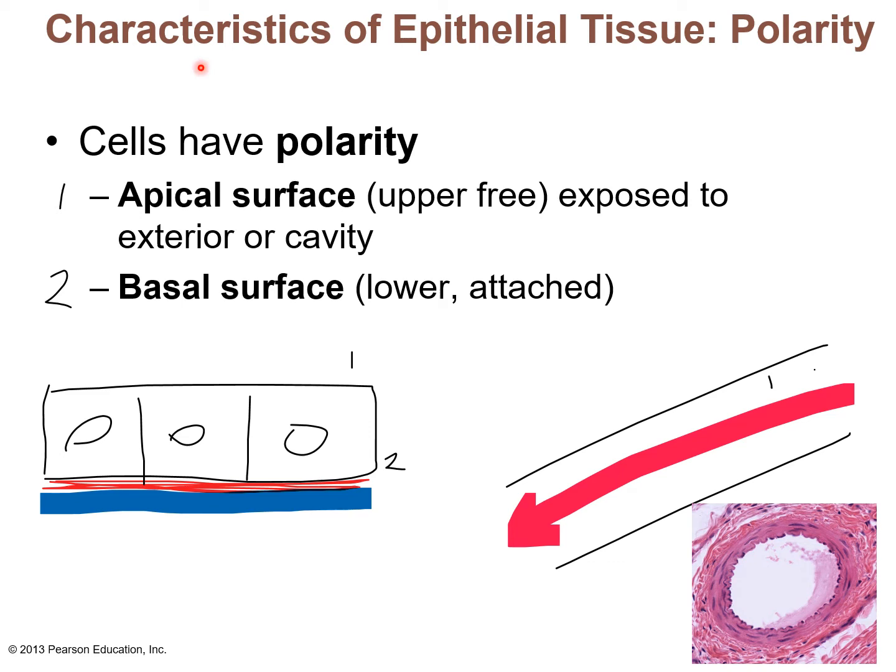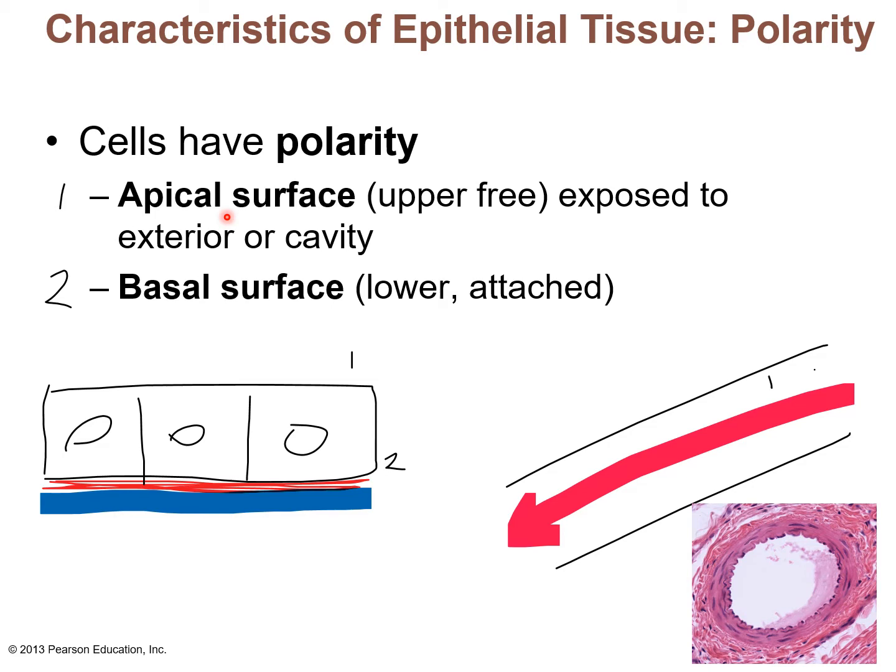One of the characteristics of epithelial tissue is polarity. Polarity is that the epithelial tissue has two surfaces. One surface is known as the apical surface, and another surface is known as the basal surface. Basal comes from the term base, so it's mostly the surface that is attached to some other underlying structures or more tissues. Apical is the surface that is basically exposed to the exterior or exposed to a hollow cavity.